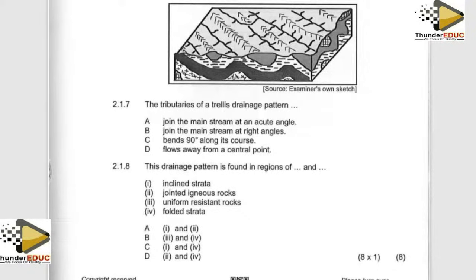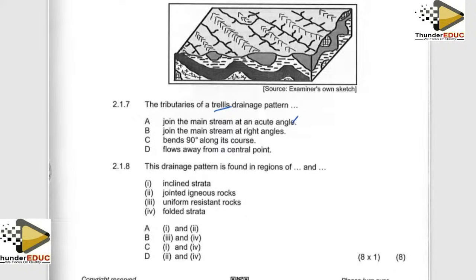Let's look at this. Tributaries of a trellis drainage pattern. You see, learners, what I'm telling you. Try to interpret the diagram before you answer the question. So it is trellis there. What is the first question? Tributaries of trellis drainage pattern. Okay, so they join the main river at acute angle.